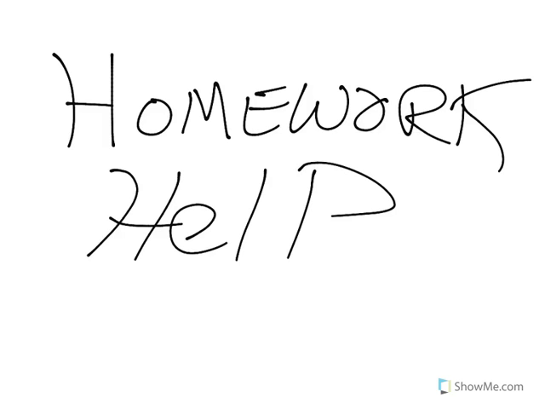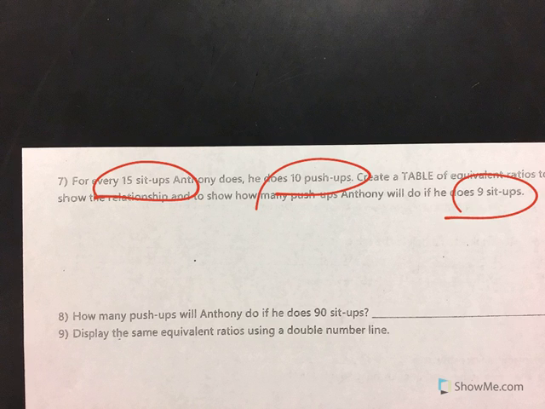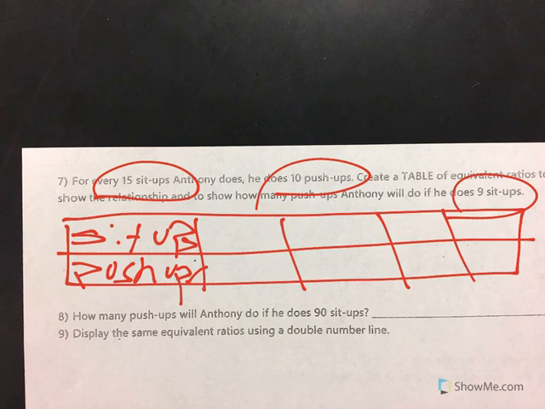Okay, here's your homework help for the equivalent ratios worksheet on the back side. The first question on the back says Anthony does 15 sit-ups, 10 push-ups. Create a table of equivalent ratios to show how many push-ups he would do if he does 9 sit-ups. So the first thing I want to do is take this information and make a table.